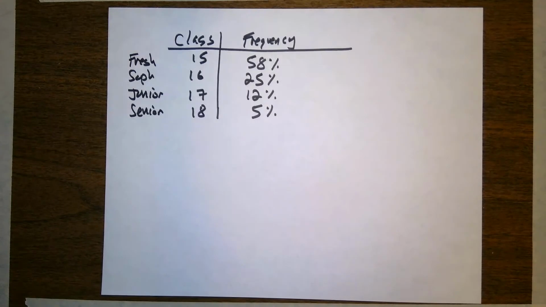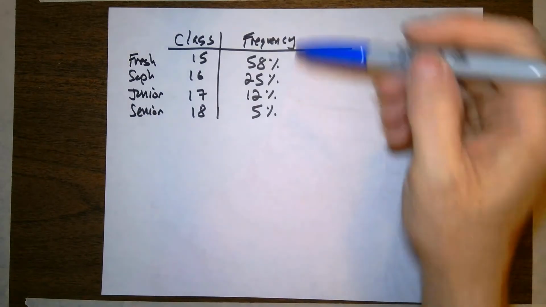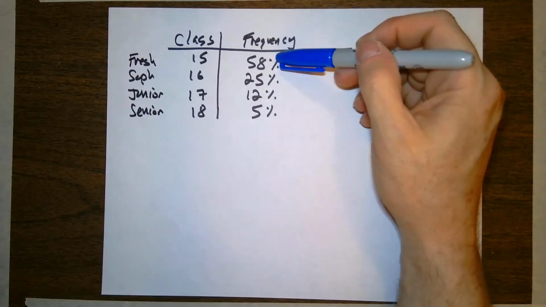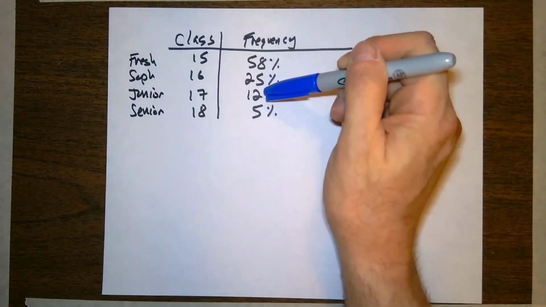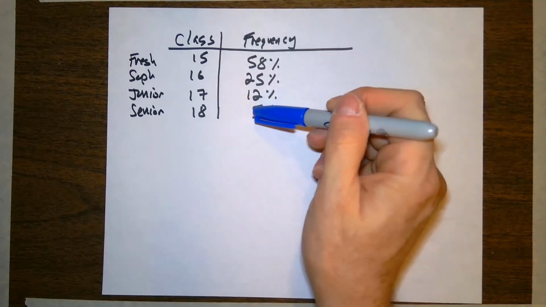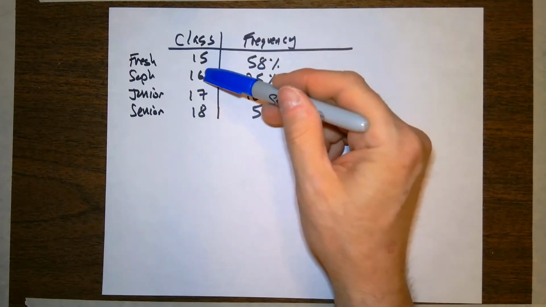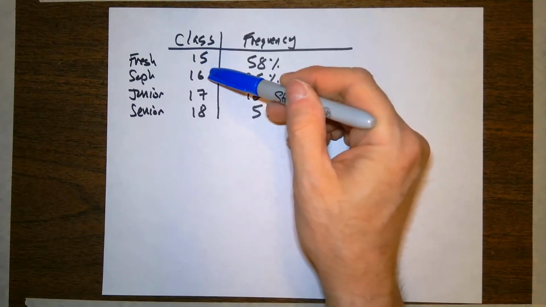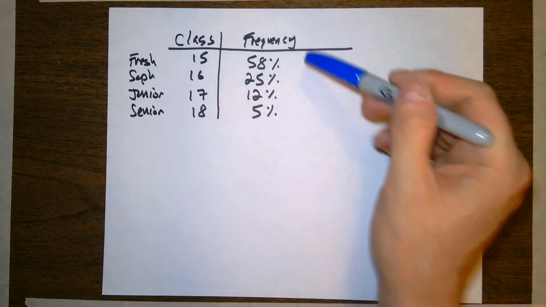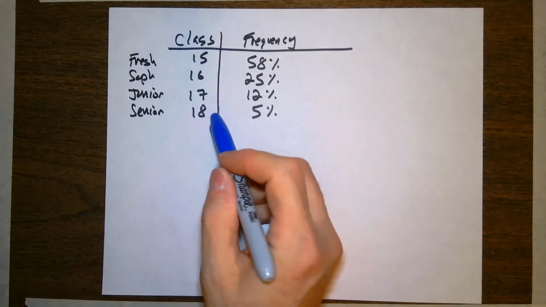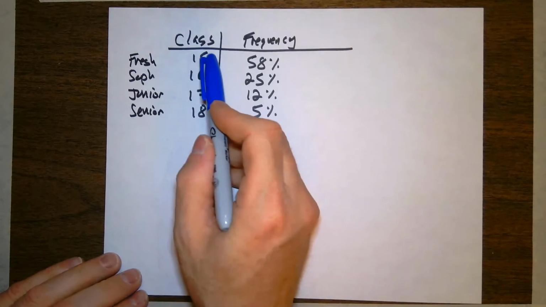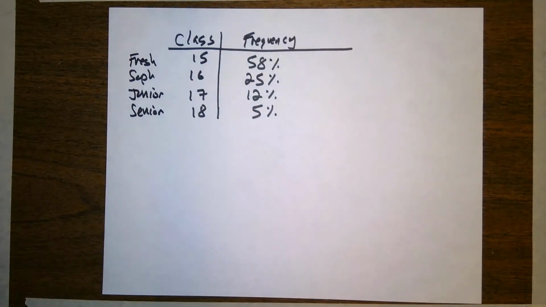If I take a look at this and I want to find out information, and I'm going to do a sample here, I think pretty clearly that 58% of my sample should come from 15-year-olds, 25% should come from 16-year-olds, 12% from 17-year-olds, and 5% from 18-year-olds. If I used equal amounts, 25%, 25%, 25%, 25%, would that really be representative of the entire population? No. These guys here would have a much bigger voice, and these people would not have as big a voice.